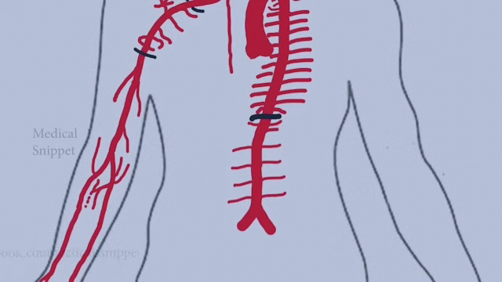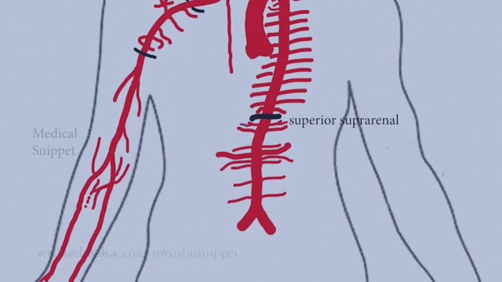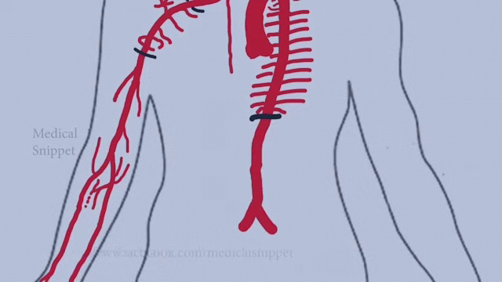Next we'll see the 3 paired lateral visceral branches, middle suprarenal artery, renal artery, and gonadal arteries, testicular arteries in male, and ovarian artery in females. The inferior phrenic artery gives rise to superior suprarenal artery, and renal artery gives rise to inferior suprarenal arteries. We'll hide the above branches to see the 3 single anterior visceral branches, celiac trunk, superior and inferior mesenteric arteries.